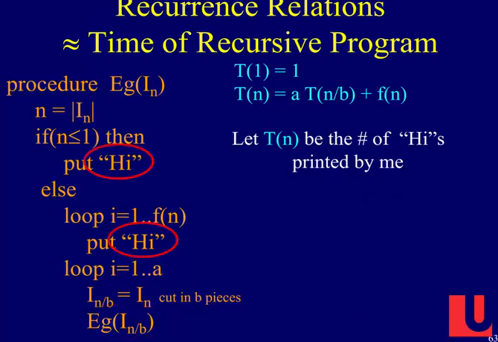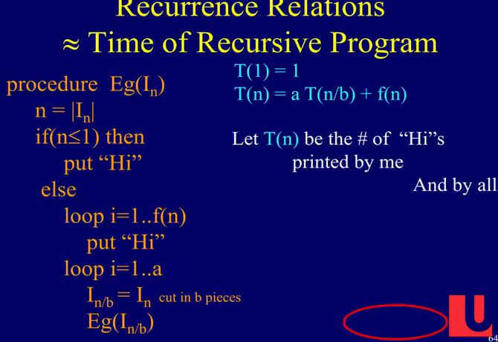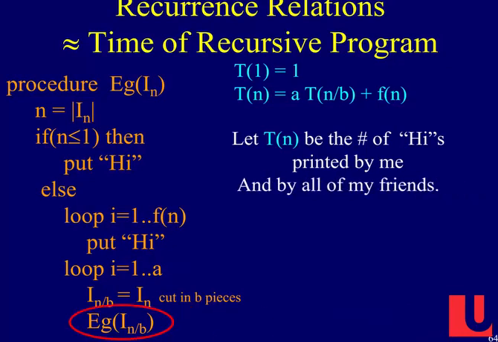Right? So these are the highs that get printed. The highs that get printed personally are, well, if n is 1, then I print 1 high. But for arbitrary n, I print f of n highs. So the number of highs I'm personally printing is f of n. And then how many friends do I have? This is by all my friends down there.